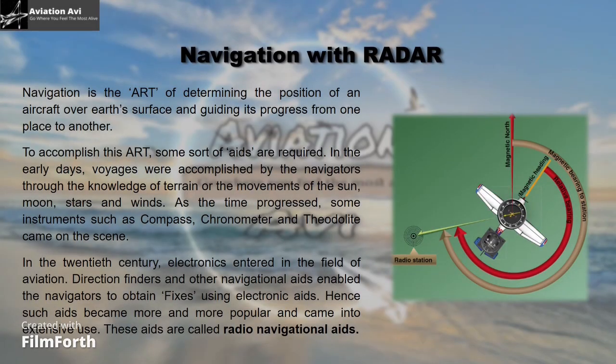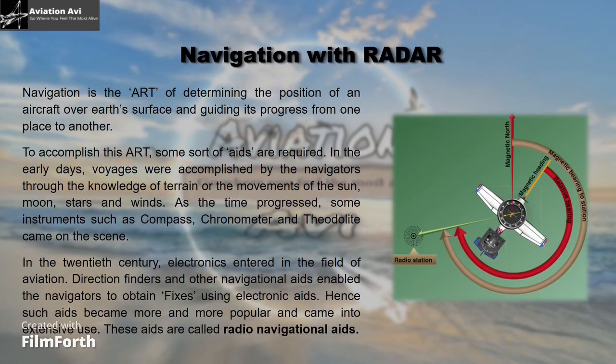Navigation with radar. Navigation is the art of determining the position of an aircraft over the Earth's surface and guiding its progress from one point to another, let's say from point A to B, from its origin to its destination. The art of determining the position of the aircraft from its origin to the destination is known as navigation. To accomplish this art, some sorts of aids are required.